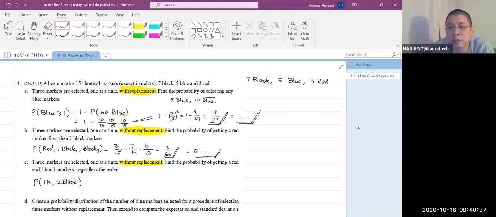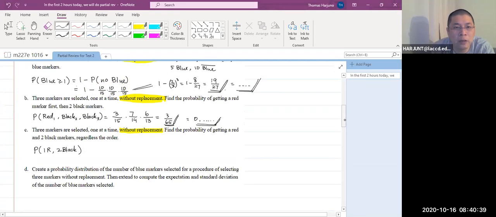Now, next, part C. What happens if we don't worry about the order? Well, then we will see it this way. Look at the boxes, the categories. We have 7 black, 5 blue, and 3 red. We need to have 1 red, so you need to choose 1 from here, and then 2 from here. You need a total of 3, and now we have 3 already. It means nothing from blue, right? Nothing from blue.